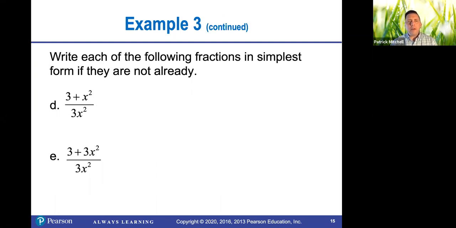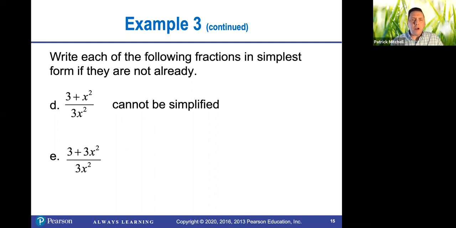All right, continuing, we have 3 plus x squared over 3x squared. That definitely looks like it can be simplified, doesn't it? But it can't. 3 plus x squared doesn't have any factors other than 1. So in an algebra class, we would call this a prime polynomial. All right, only has 1 and itself as factors. And since neither one of those factors is 3 or x squared, that means there are no common factors on the top and the bottom of this. It's already in simplest form.